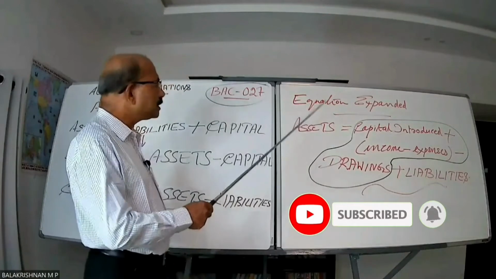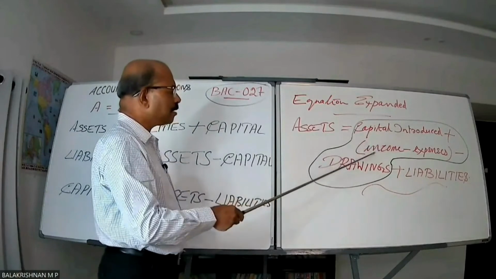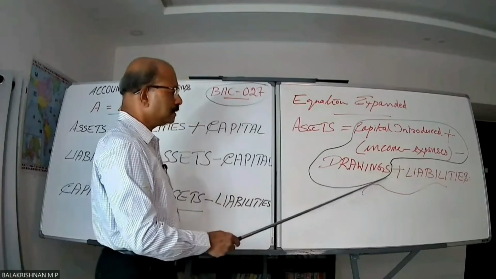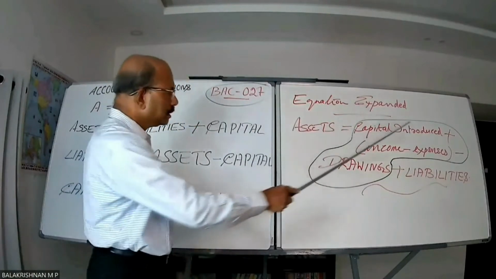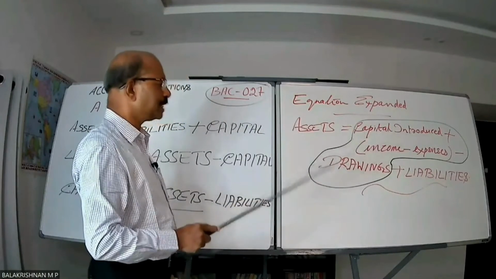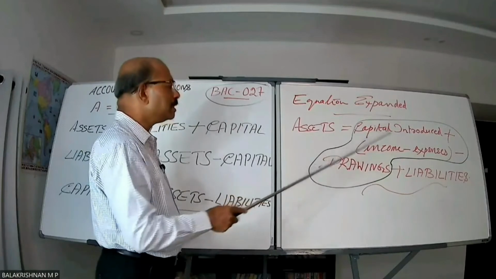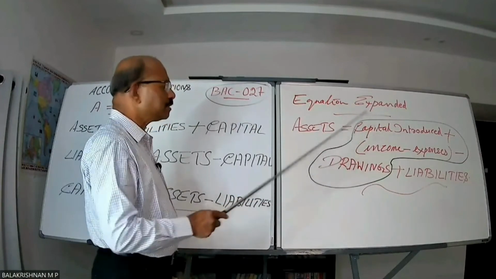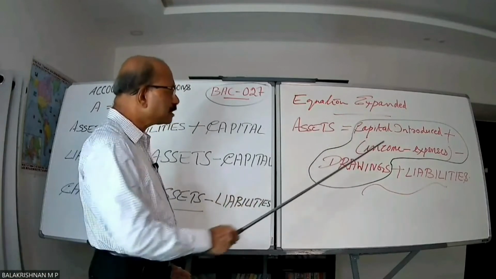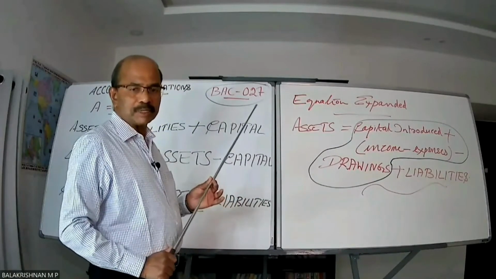Similarly, the equation can be expanded. Assets is equal to capital introduced plus income minus expenses, or net of income minus expenses, minus drawings, plus liabilities. Please keep it in mind. This capital introduced plus net of income minus expenses minus drawings is nothing but capital only, because net of income minus expenses is added to the capital. Similarly, drawings is deducted from the capital, so it is nothing but capital only. However, this expanded equation helps you a lot in solving the sums ahead.